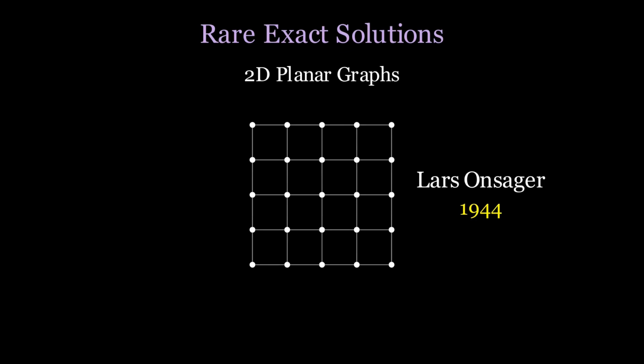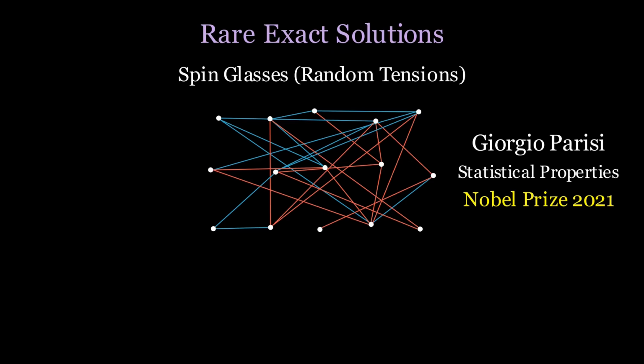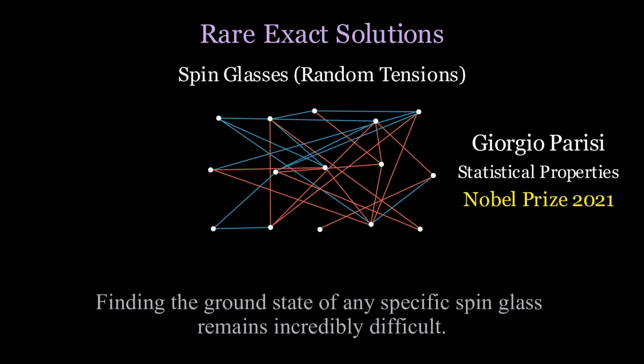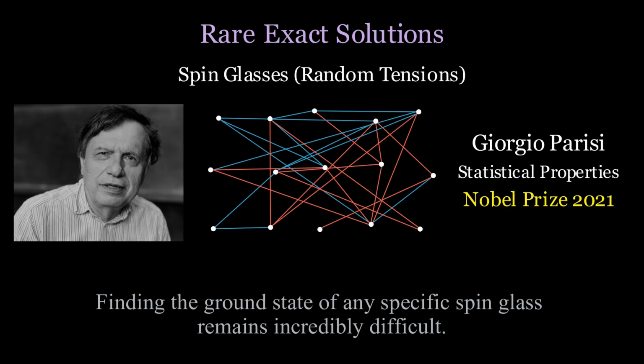Things get even stranger when we move to spin glasses, where the tension between spins are completely random. Finding the ground state of any specific spin glass remains incredibly difficult. However, thanks to the monumental work of physicists like Giorgio Parisi, we now have a profound mathematical understanding of their statistical nature. Parisi's Nobel-winning contributions revealed the incredibly complex structure of the low-energy states. While this doesn't provide a straightforward method for locating the ground state of a given instance, it offers profound insights into the nature of complexity itself.